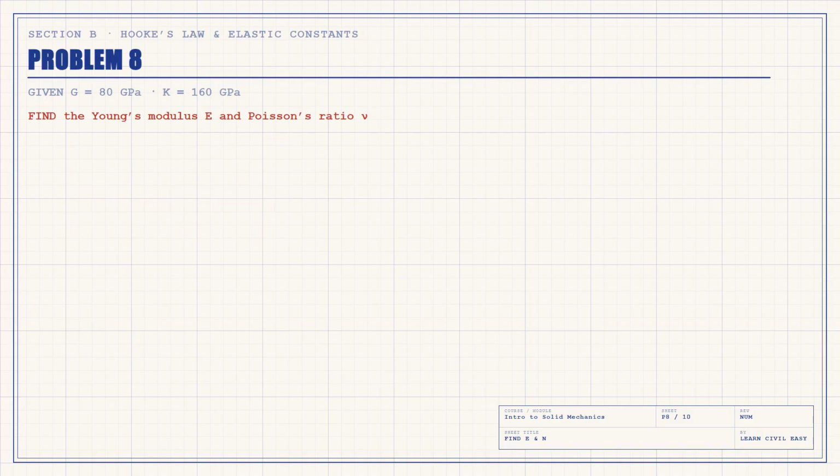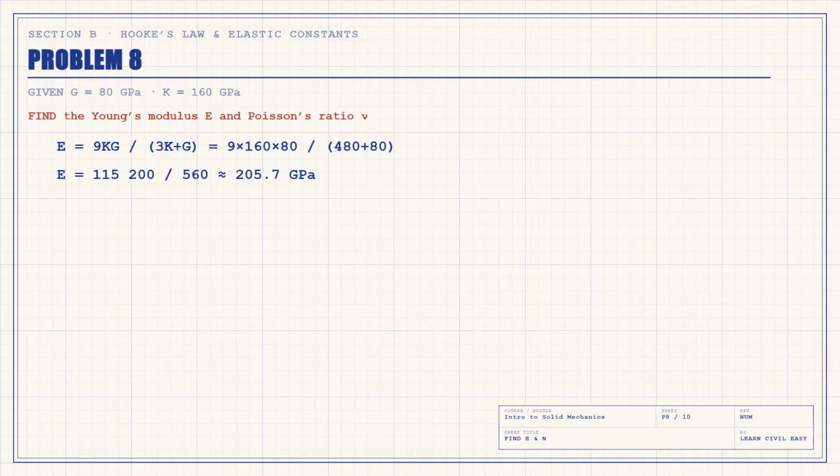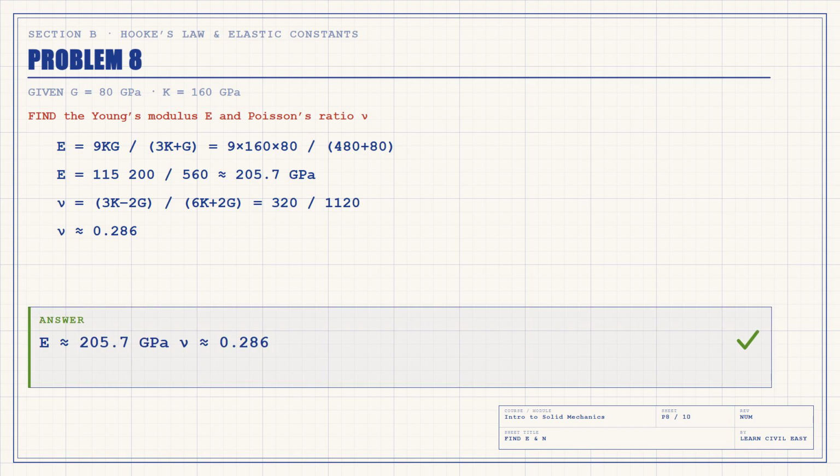Problem 8. Given G 80 gigapascals and K 160 gigapascals, find E and nu. E is 9KG over 3K plus G, that is 9 times 160 times 80, over 480 plus 80, 115,200 over 560, about 205.7 gigapascals. Poisson's ratio is 3K minus 2G over 6K plus 2G, 320 over 1120, about 0.286.